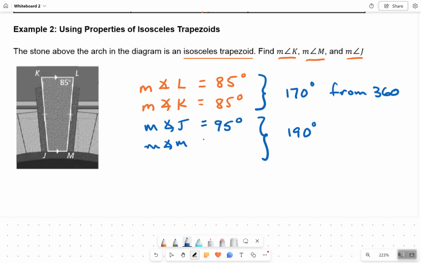And the measure of angle M is what? Guys, when I write this measure of angle M like this, you know what I can think about? All I can think about?